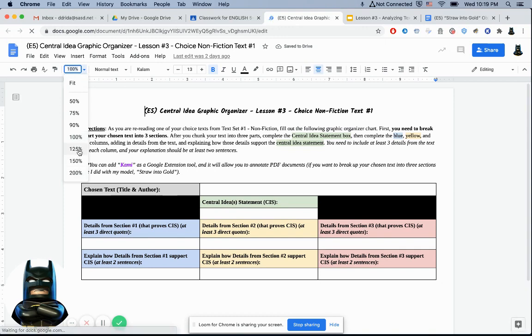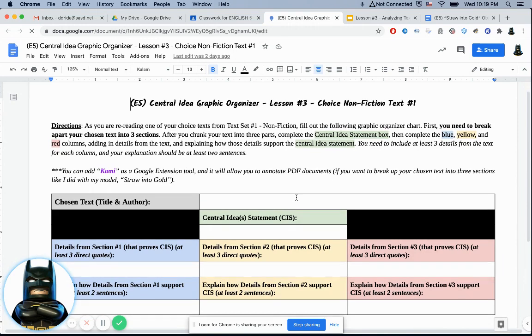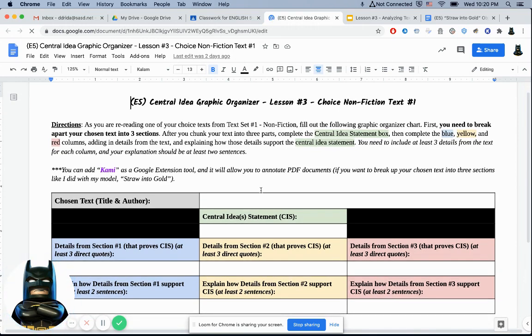It should look very, very similar to the one that we did for Straw into Gold, other than it's just a little less specific because I need to make sure you can fill this in for whatever text that you select that you want to fill it out for.